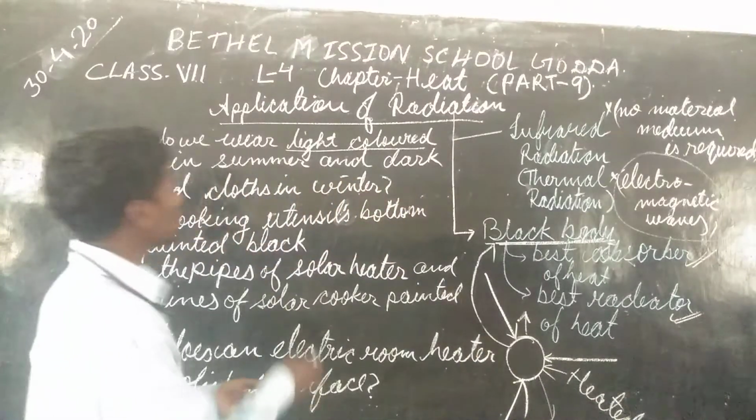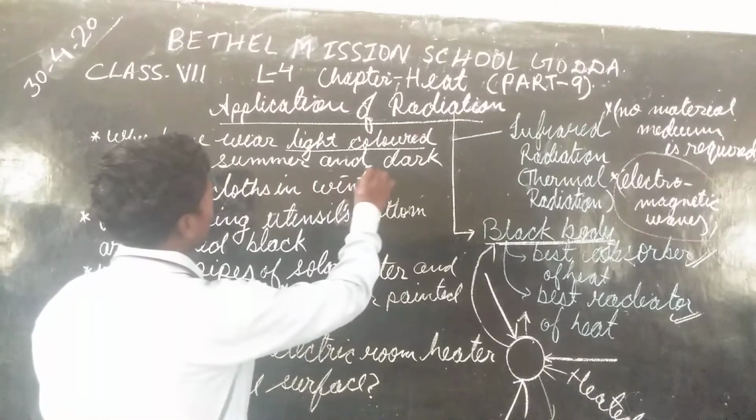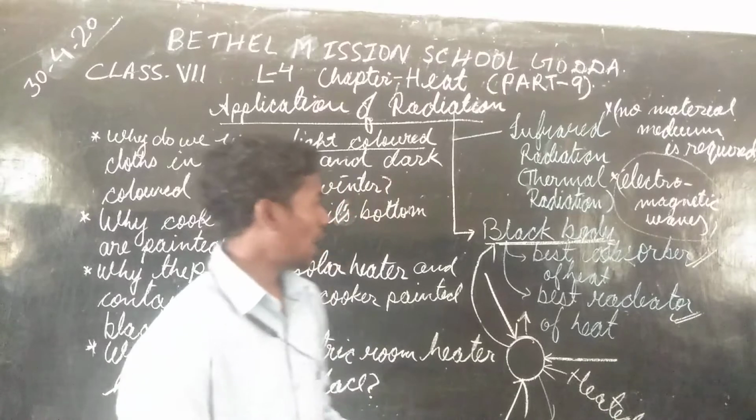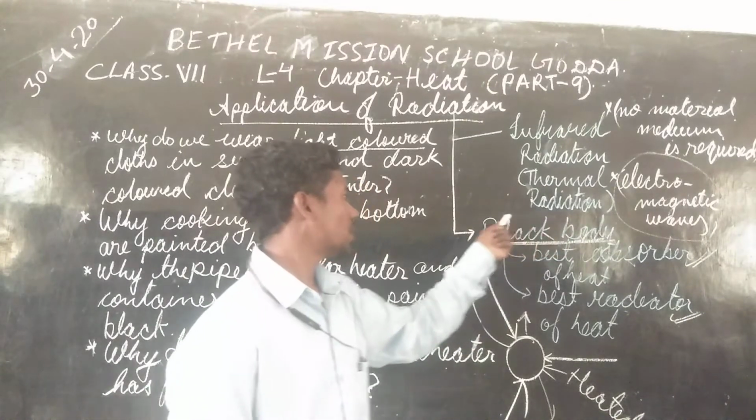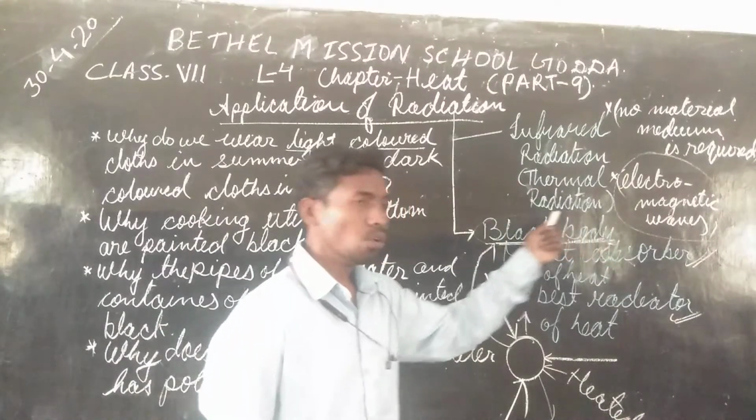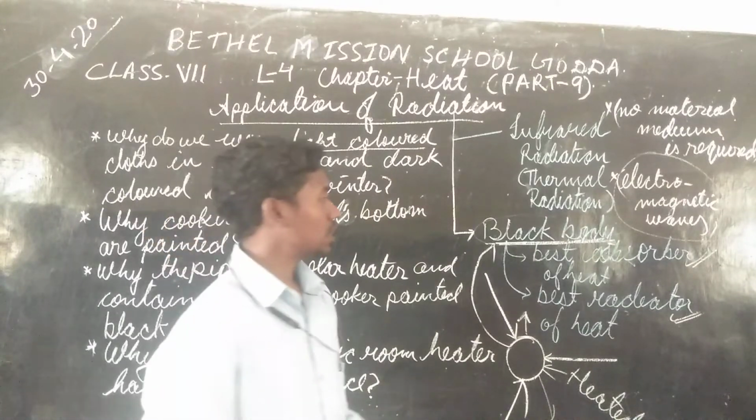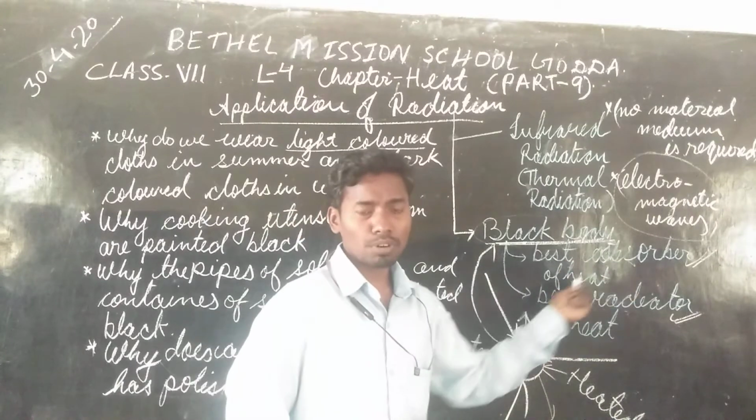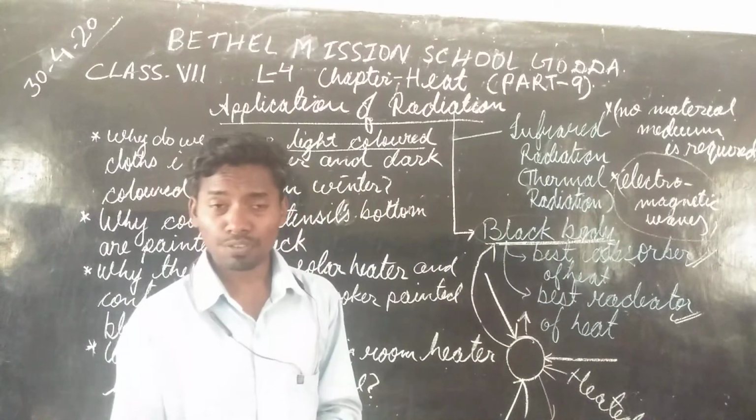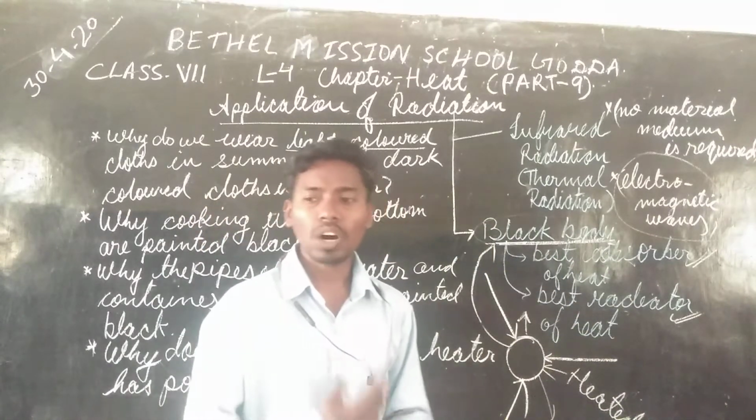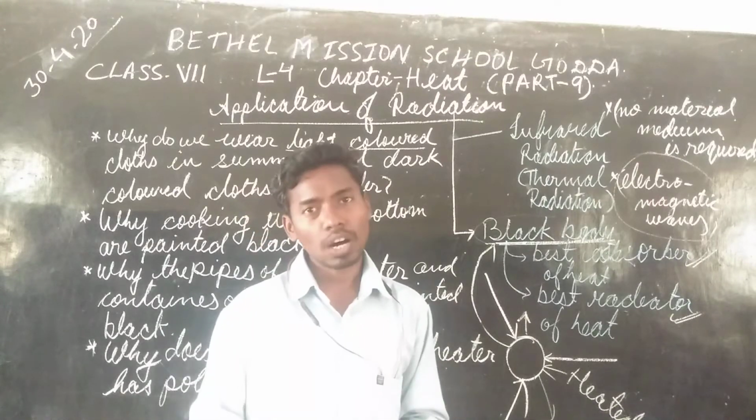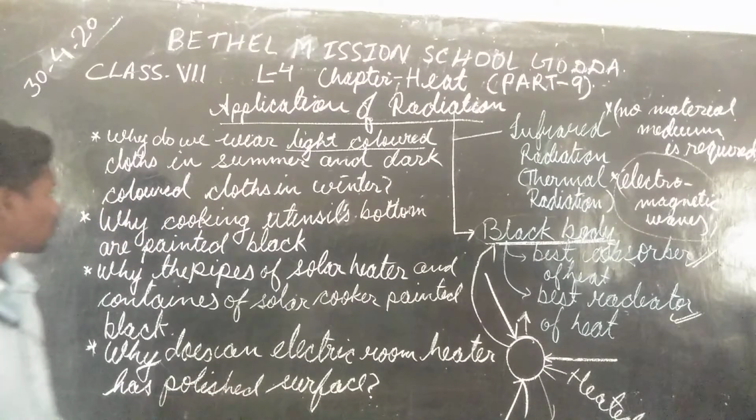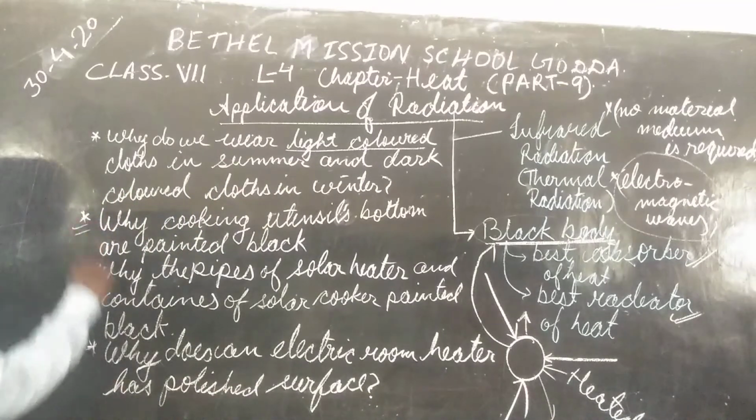Now the second part, dark colored clothes in winter. Why do we wear dark colored clothes in winter? As we studied about the black body, dark colored clothes are good absorbers of heat. Since they are good absorbers of heat, we can keep warm in winter.